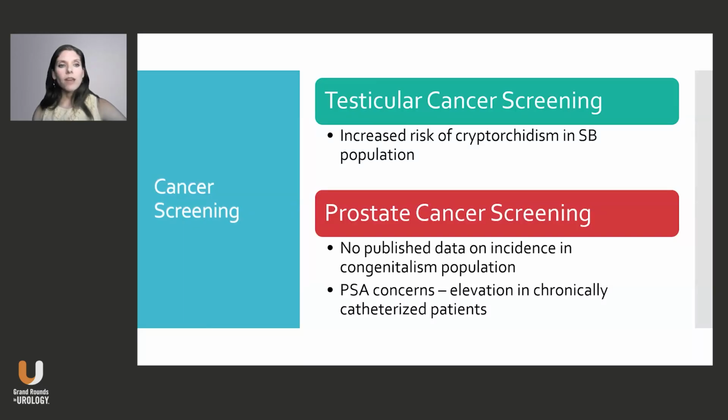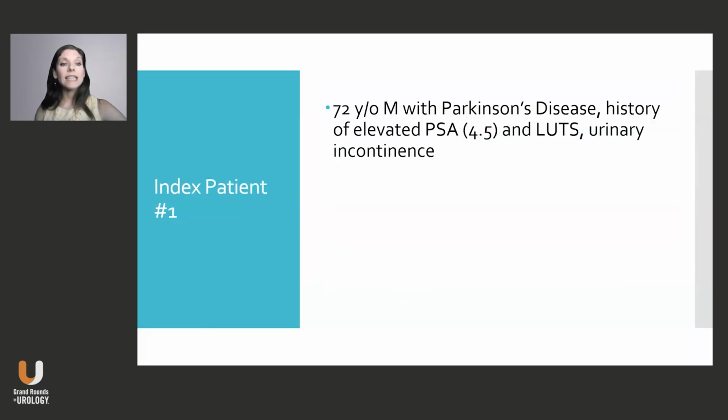Okay, so I have a few index patients, a few patient examples to go through. Index patient number 1. So this is a 72-year-old male who has Parkinson's disease. He has a history of an elevated PSA to 4.5, and he's got lower urinary tract symptoms, particularly bothered by urinary incontinence. So we do our initial assessment.